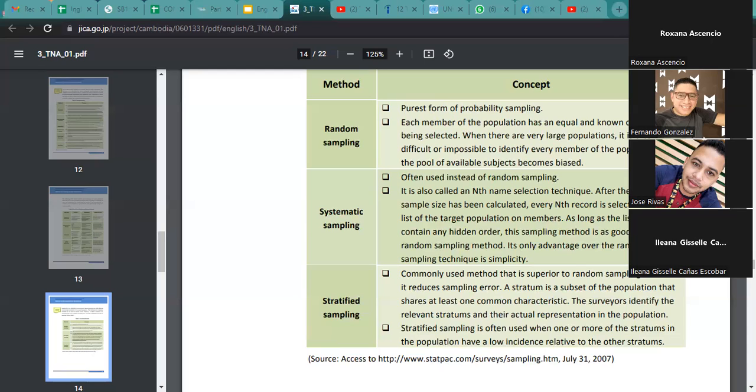The surveyors identify the relevant stratum and the actual representation in the population. Stratified sampling is often used when one or more of the strata in the population have a low incidence relative to the other strata. Good. What did you get from this?